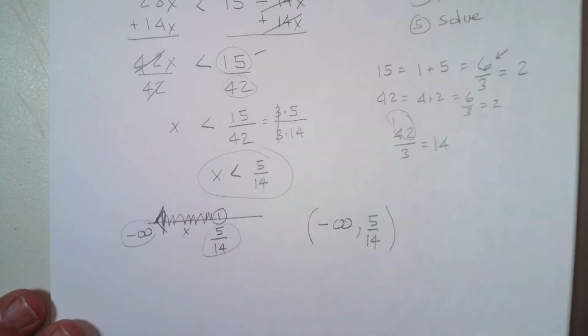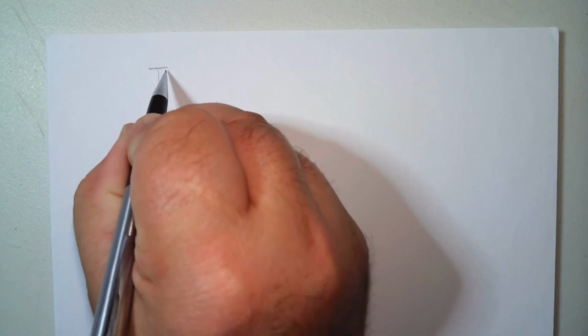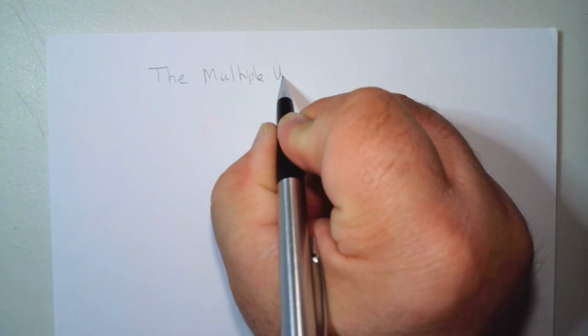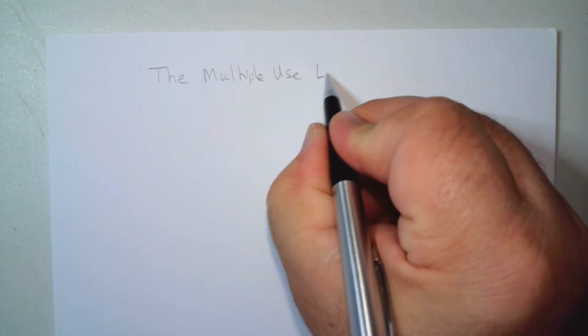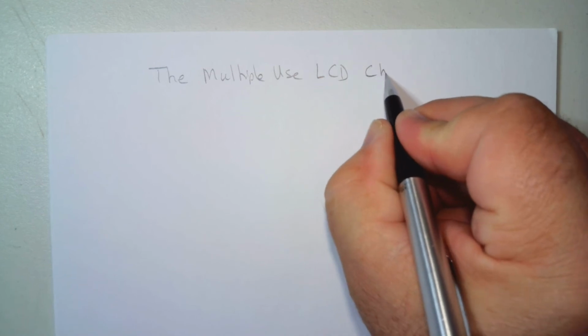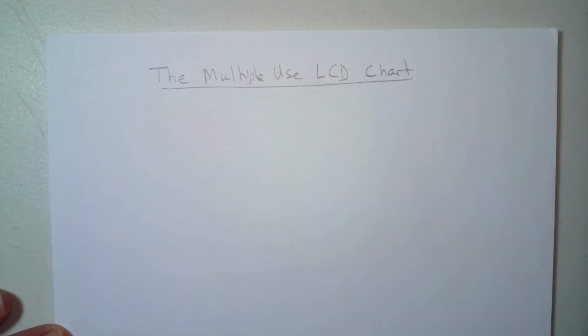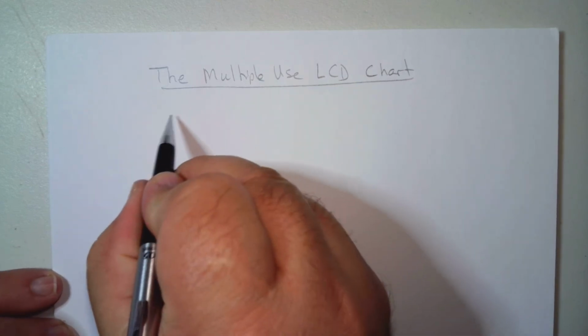Alright, but here's the special part of the video. Whenever you have large denominators, here's a chart I call the multiple use LCD chart. This is what it looks like.